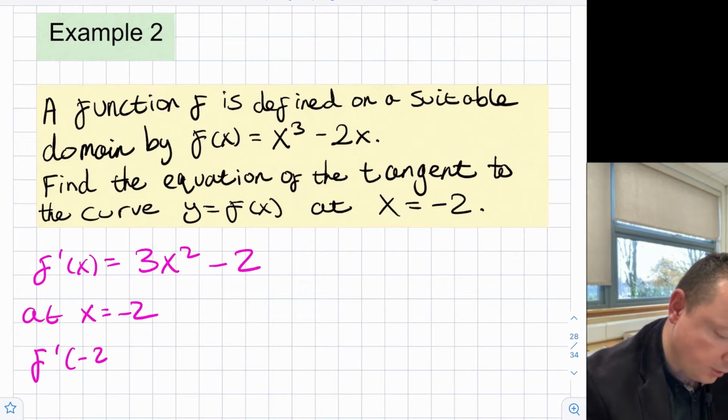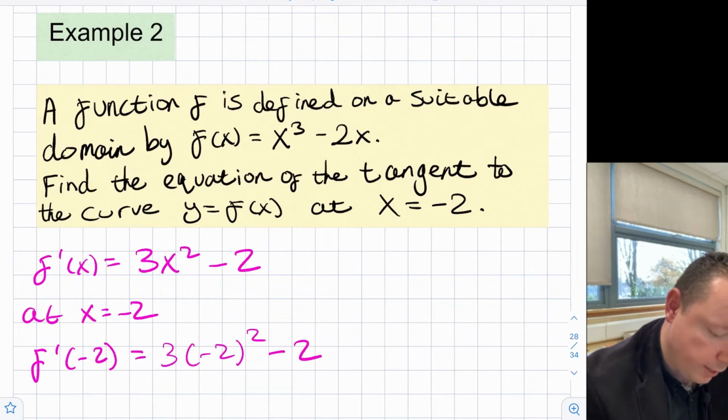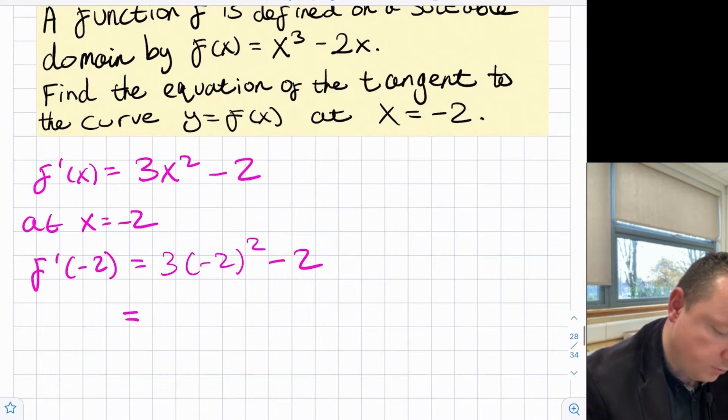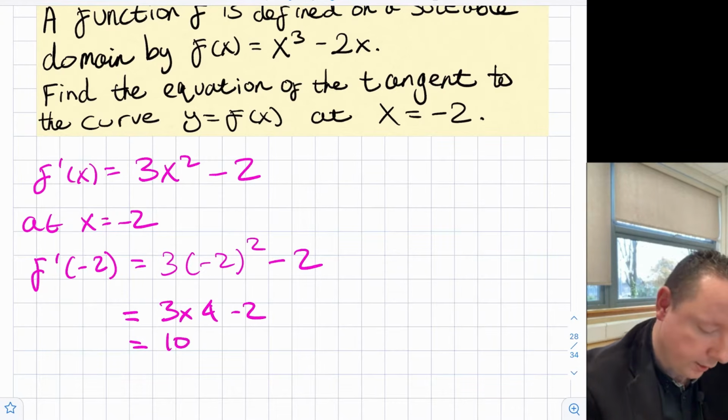F dash of minus 2 equals 3 times minus 2 squared, take away 2. That's 3 times 4 minus 2. That's 12 minus 2, which is 10. So we can state that our gradient is equal to 10.